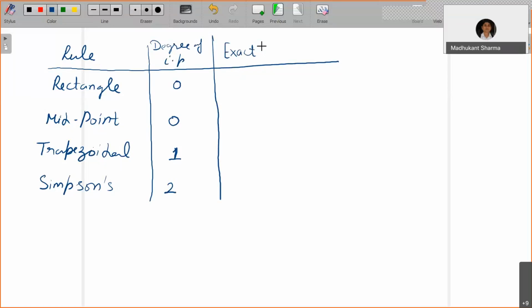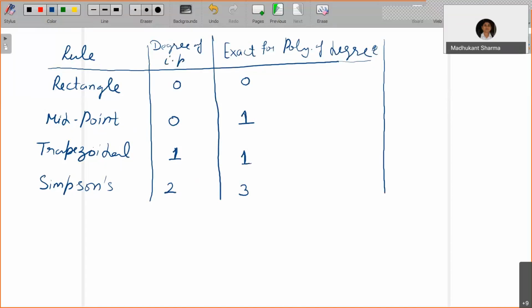So, exact for polynomials of degree: the rectangle rule is exact only for constant degree polynomials. For the midpoint rule, we have taken the interpolating polynomial as a constant polynomial, but we got it exact for polynomials of degree less than or equal to 1. For the trapezoidal rule, we have exactness for polynomials of degree 1, because if you look at the error term, it involves the second derivative. And in Simpson's rule, we have taken the degree of interpolating polynomial as 2, and we get exactness for polynomials of degree less than or equal to 3.